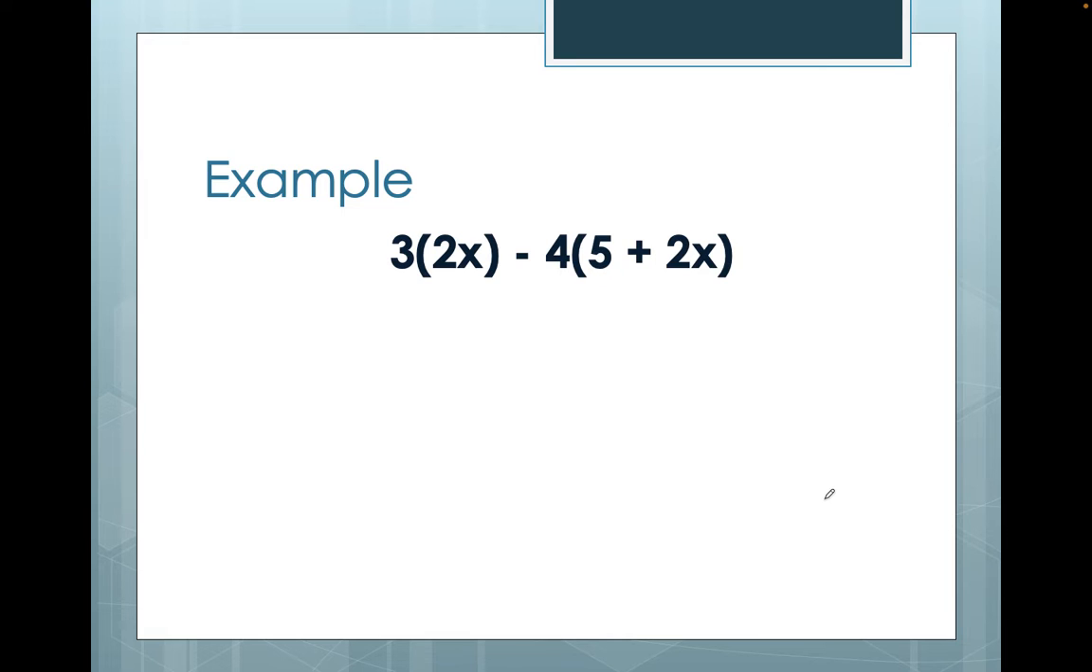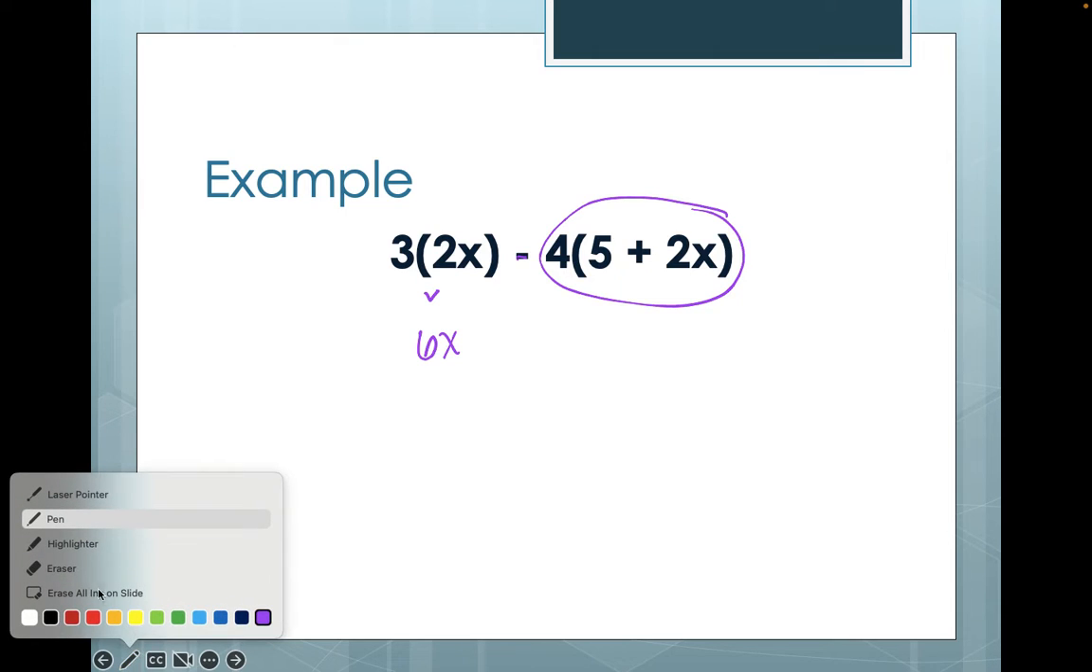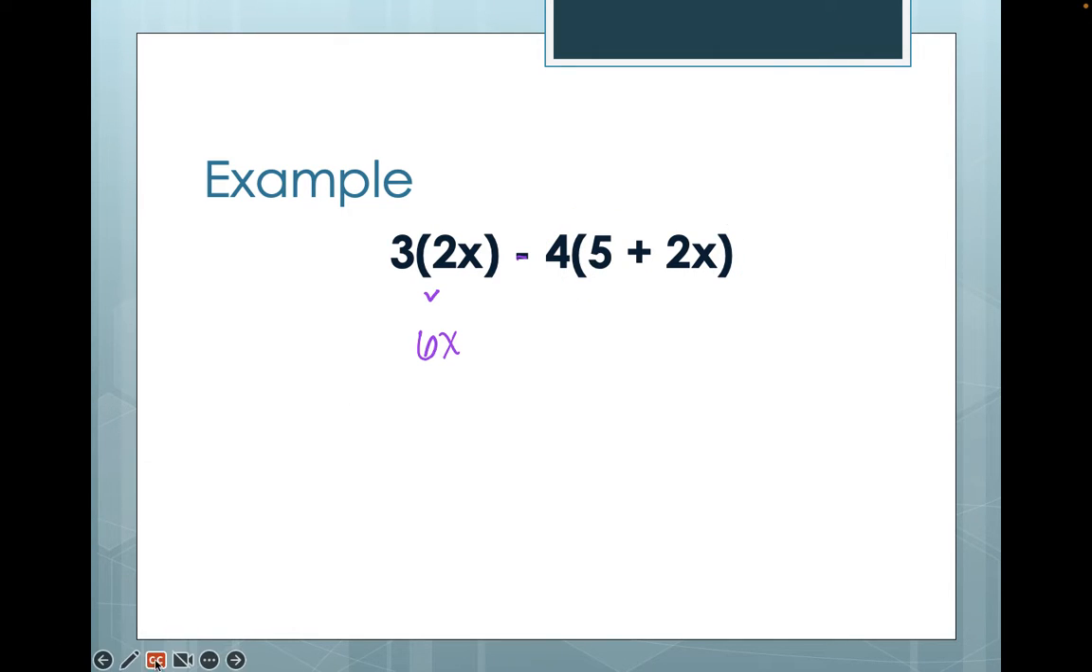This next example is a bit more complicated. This first part here is 3 times 2x. Now 3 times 2x, this is not the distributive property. This is just 6x. With the second part of the problem, we're subtracting this entire quantity. So what happens when we subtract a full quantity like this is that we actually have to distribute this 4 as if it were a negative 4, since we're subtracting 4 times the entire quantity. And this is where we tend to run into some difficulties.